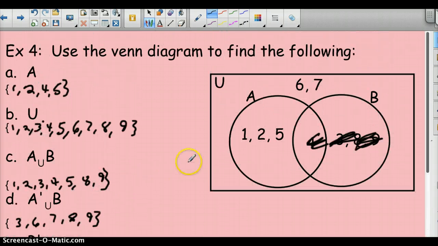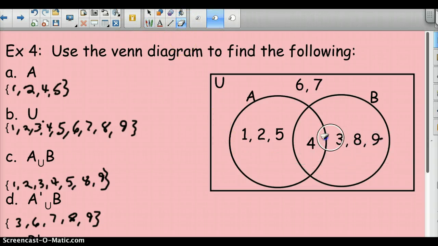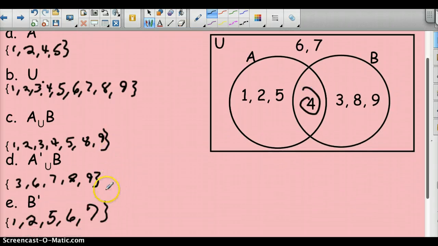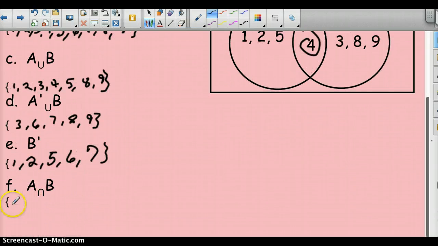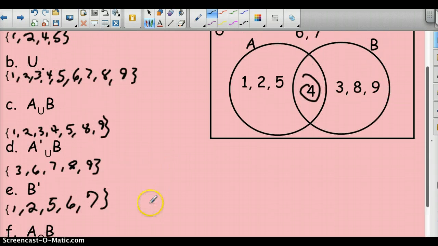Last one, intersection of A and B. As we look for the intersection of A and B, we look for the elements that are common to both sets. Common to both sets, I only see one of them. It would be this 4 here in the middle. So for my intersection of A and B, I think that is just the number 4 in this case. Very important. We'll have a quiz over this shortly, so make sure you're good with the ideas of union, intersection, complements, and Venn diagrams.